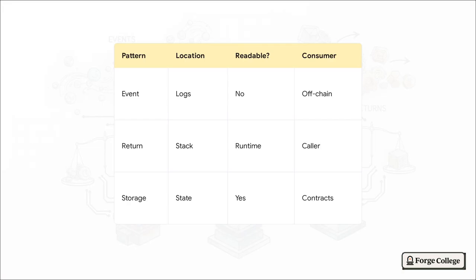So, this leaves us with a crystal clear decision matrix. Using an event, the data lives in the logs, it's completely unreadable on-chain, and it's destined solely for off-chain indexers and websites. Using a return, well, that's sitting right there on the execution stack, readable only at runtime by the immediate caller. But storage, good old SSTORE, that is the one and only way your contract can access its own historical data to enforce rules down the line.